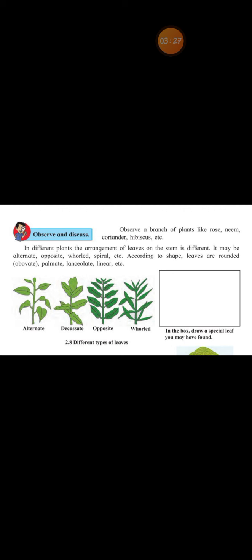And children, the main function of the roots is what? Absorption of water and minerals and anchoring and supporting the plant, right? But some roots perform other functions as well. Okay, children? So, such roots are called as modified roots. Examples of these modified roots are aerial roots, stilt roots, runners, breathing roots, etc.